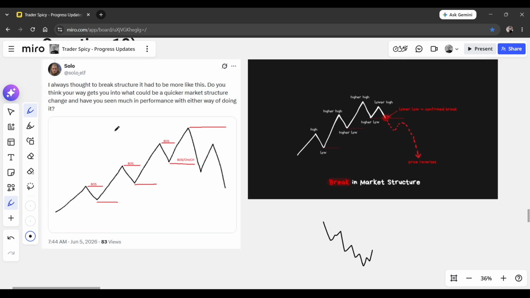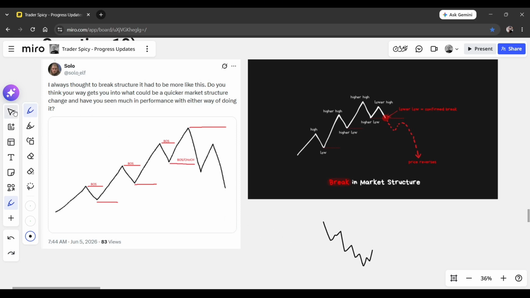So here's what Solo Elf wrote. He said, I always thought to break market structure, it had to be more like this. Do you think your way gets you into what could be quicker market structure change? And have you seen much in performance with either way of doing it? So I'm assuming what he means is this is the change of character, and maybe he's saying that this is the break in structure. I'm assuming that's what the post means. Solo Elf, if that's not what you meant, please correct me.